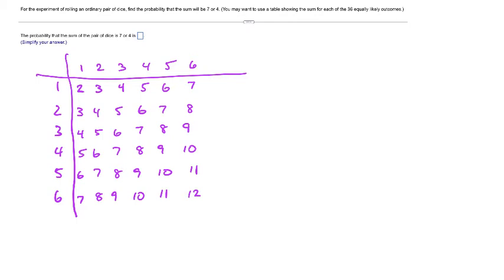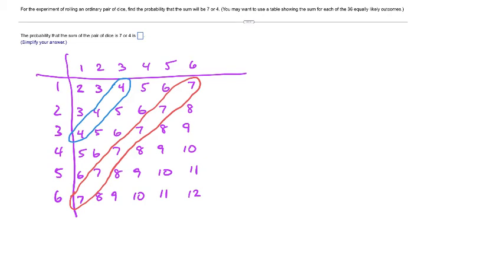Now, when we are looking for sums of 7s, we can just look along this main diagonal, and we see that we have 7s along that row. And likewise, if we are looking for sums of 4s, we see those occur along this diagonal. And so for our possibilities of a 7 or a 4, we have 1, 2, 3, 4, 5, 6 7s, and we have 3 4s.